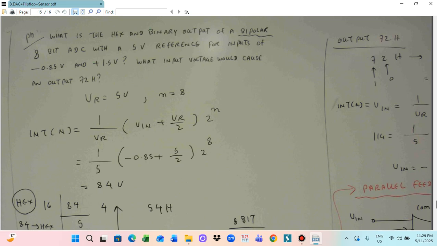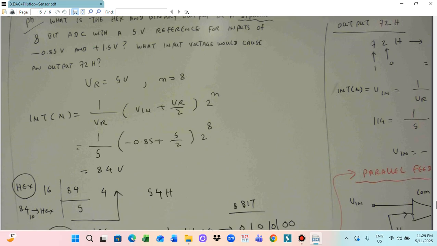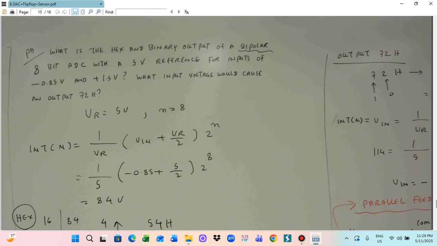Here VR is the reference voltage, 5, and we substitute. The input voltage is minus 0.85, plus the reference of 5 by 2, and 2 power n, where the number of bits is 8, so this is 2 power 8. By this way we calculate, and we get 84. This is the way we got it.